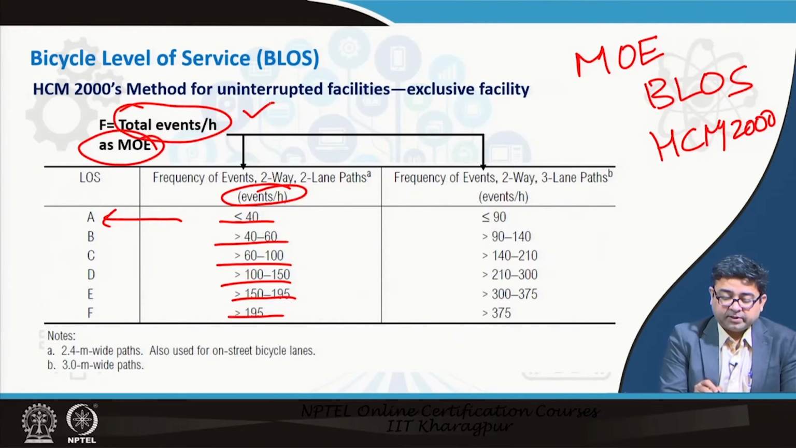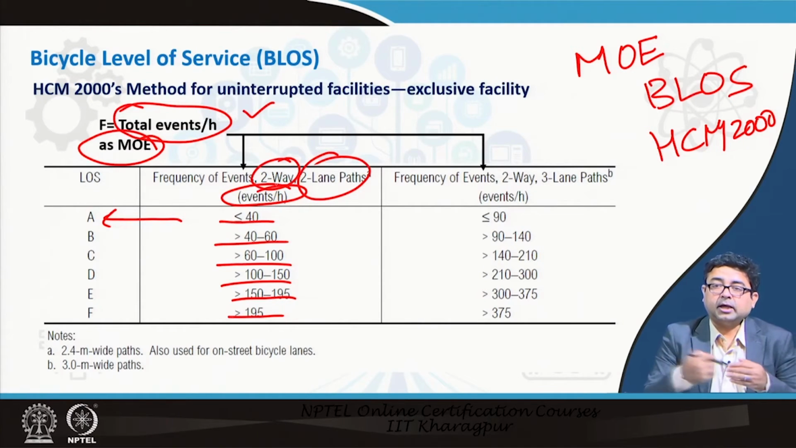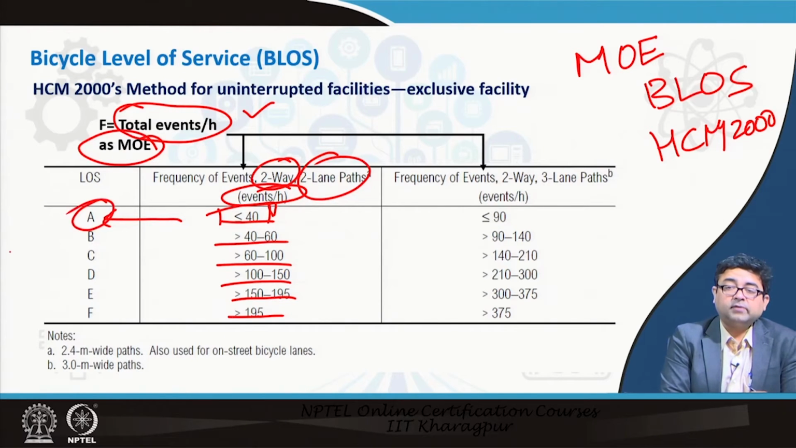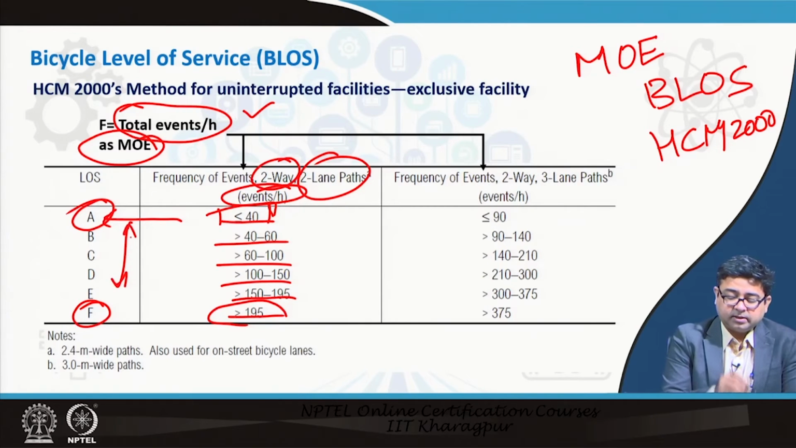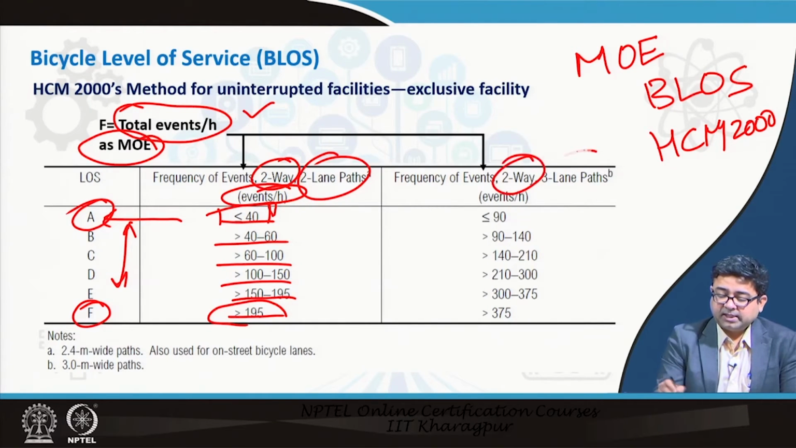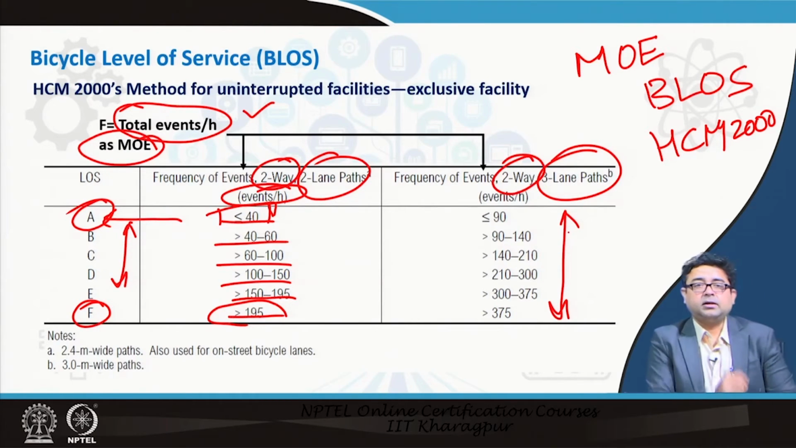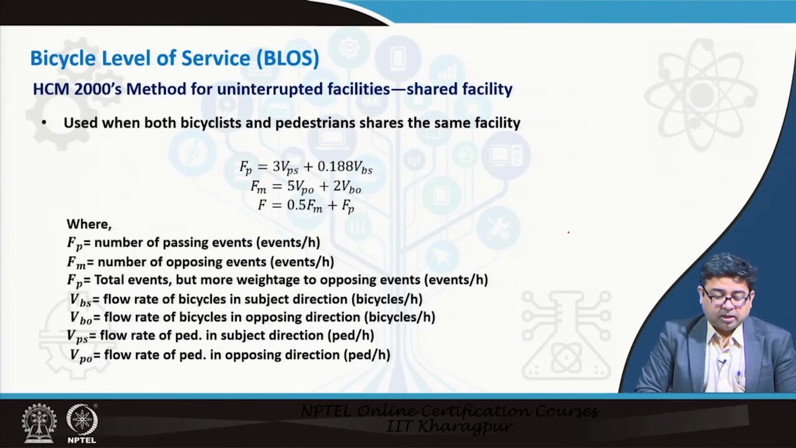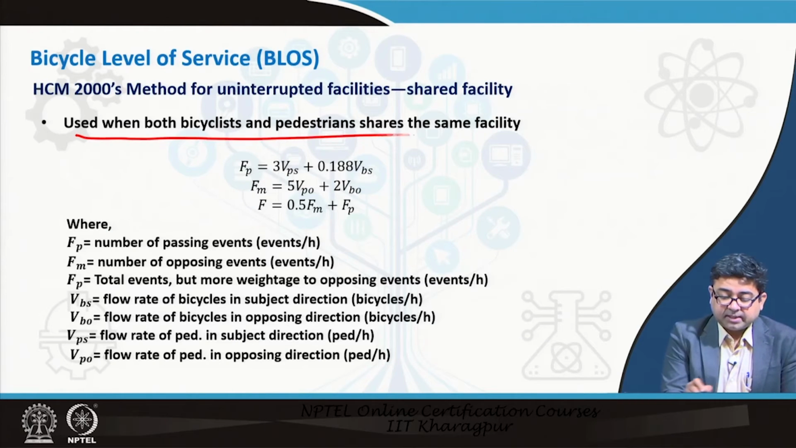So, if it is a two-way 2-lane path and you have less than 40 total events per hour, then you are at level of service A, whereas if you have greater than 195, you are at a poor level of service, and in between, all of these are classified. Similarly, for a 2-way 3-lane path, the values of total events per hour are given here.